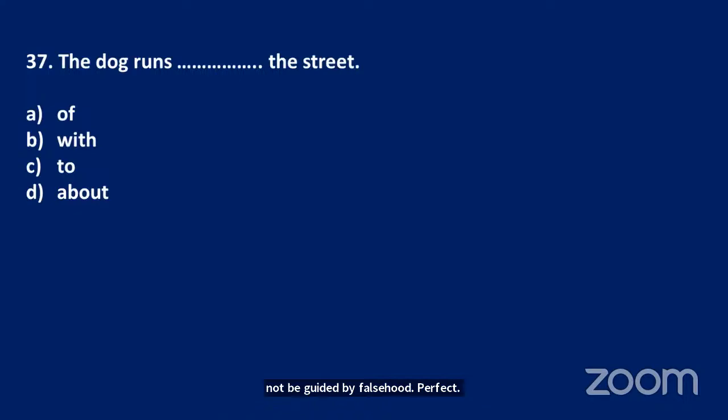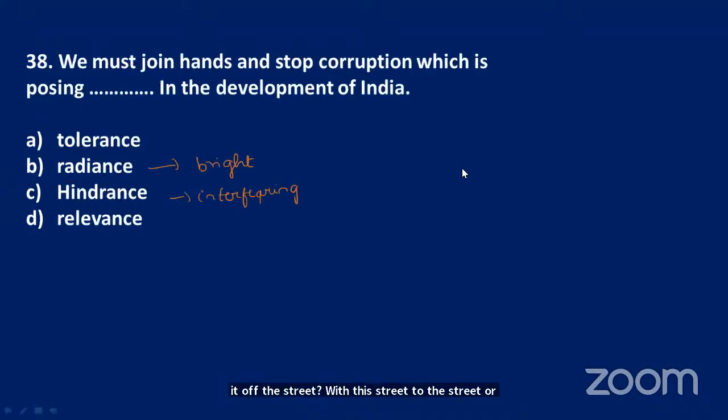The dog runs dash the street. Is it off the street, with the street, to the street, or about the street? So it is about the street. All right, see the next question.